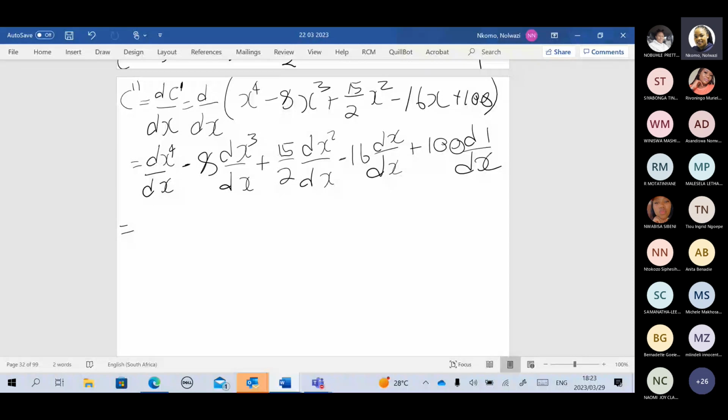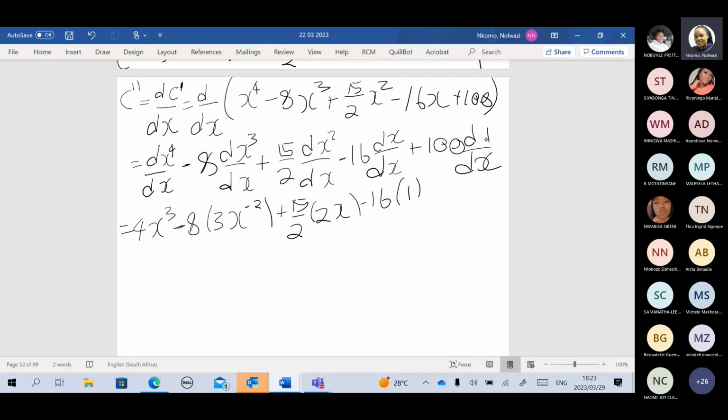Then the derivative of this will give us 8 times 3. Take 3 down, then we subtract 2 here. Again, here, you take 2 down, you subtract 1 there from 2. And the derivative of x with respect to x is 1. So we have minus 16 times 1. The derivative of 1, or the derivative of 100, is 0. So we have plus 0.